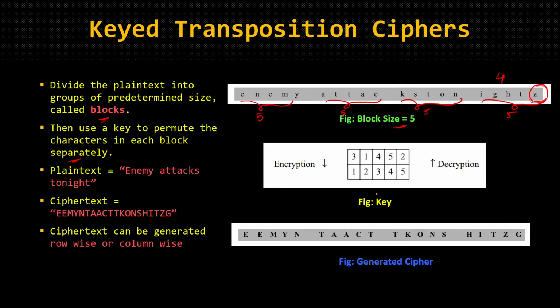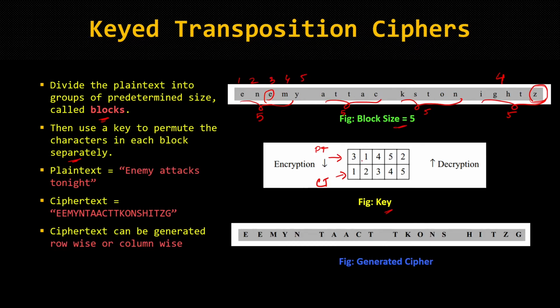Now we have been given the key in this keyed transposition cipher. This is the position of my plain text, and this is the position of my ciphertext. So here the position of my plain text, this is 3. Let me write it: 1, 2, 3, 4 and 5.